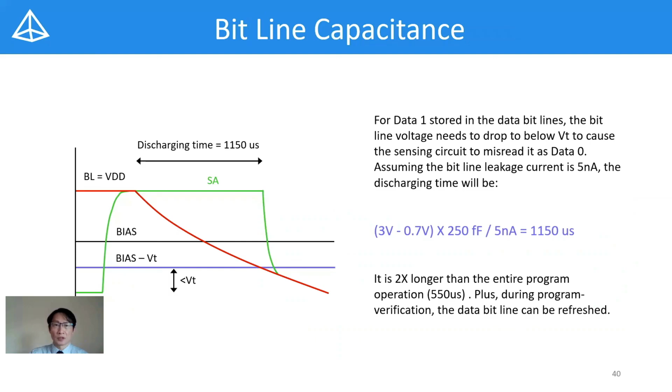This slide shows the condition of the data stored in the data binaries. The binary voltage needs to be dropped from VDD to below VT to cause read error. Assuming the binary leakage current is 5 nanoamp, the discharging time will be more than 1 millisecond. Therefore, it's very safe to store the data in the binaries for entire read and program operations.